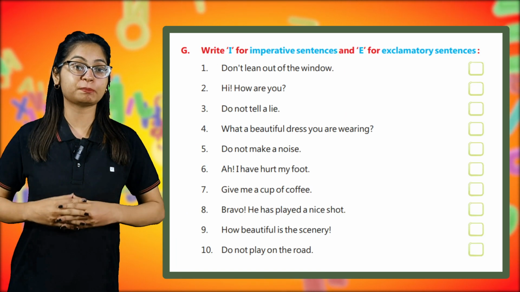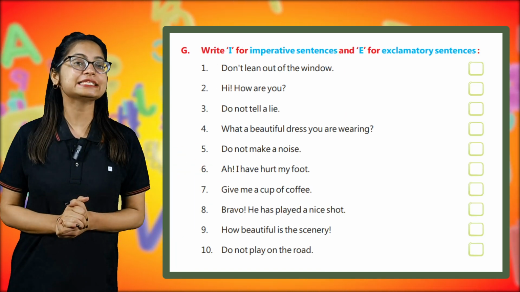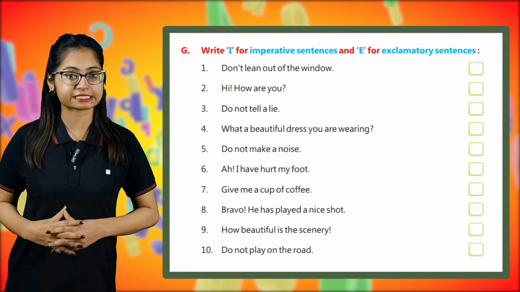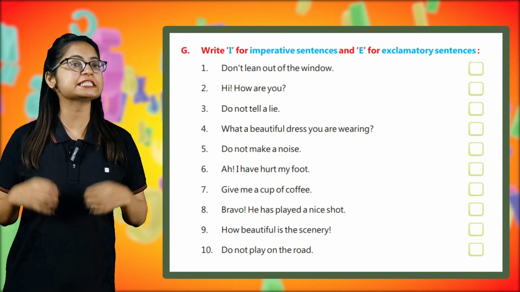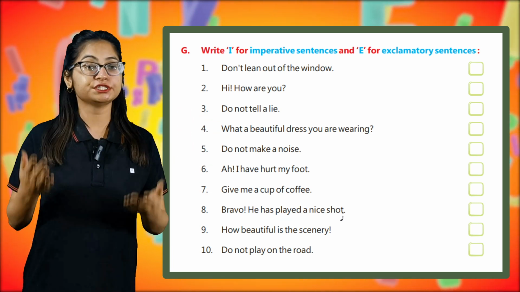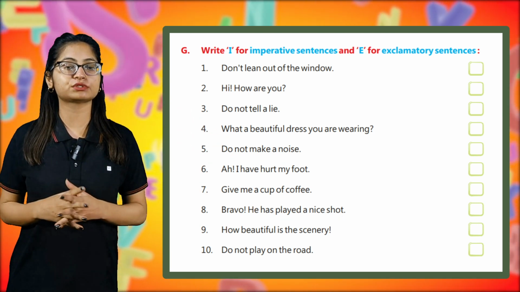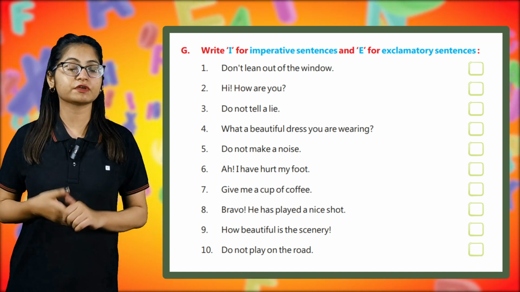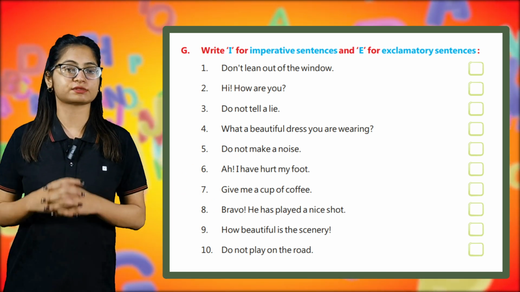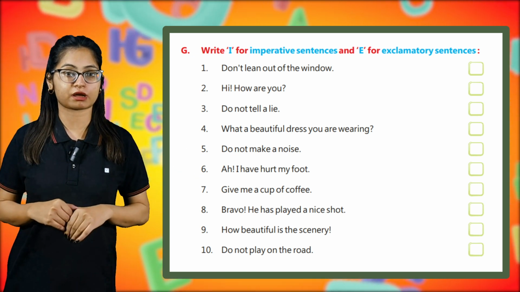Now let's move to part G. Write I for imperative sentences and E for exclamatory sentences. Let's go. It is seeming an interesting question. So don't lean out of the window. Of course, we are giving someone an order that don't do that, or a kind of advice. So we will use exclamatory mark.